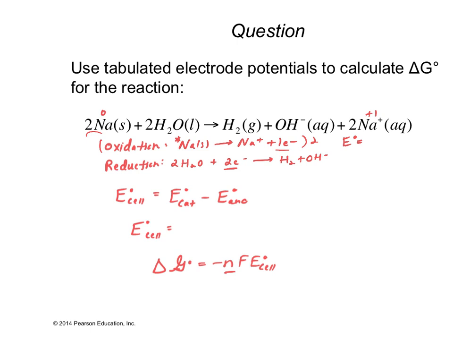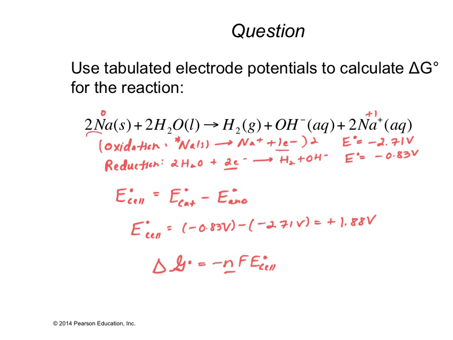We leave that alone entirely. So I'm just going to write down 2.71 volts. That's what you'll find the sodium half reaction to be. For this water half reaction, it is a minus 0.83 volts. So the reduction half reaction is the water. This is a minus 0.83 volts, minus a minus 2.71 volts. That gives me a positive overall 1.88 volts.